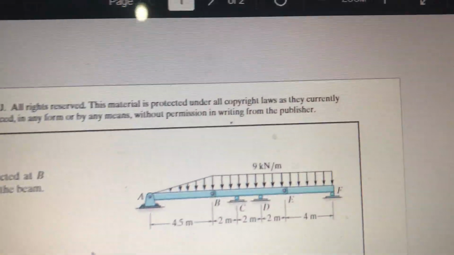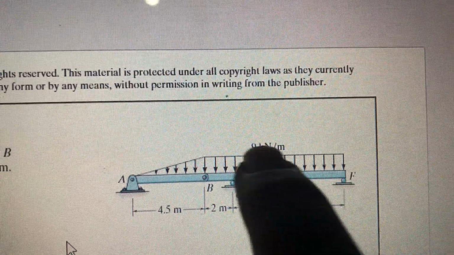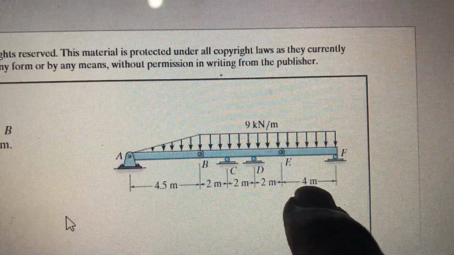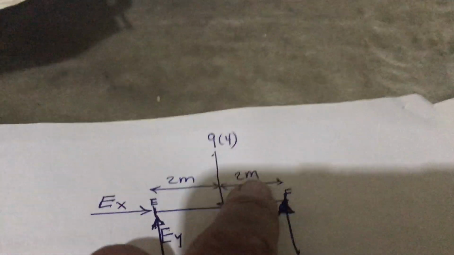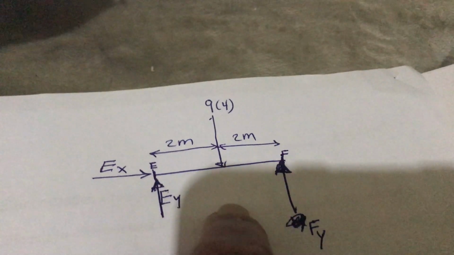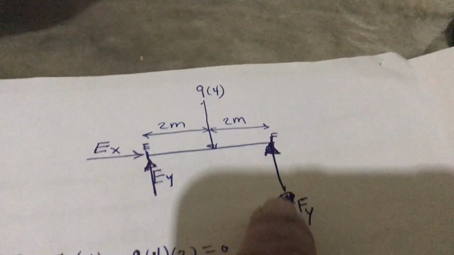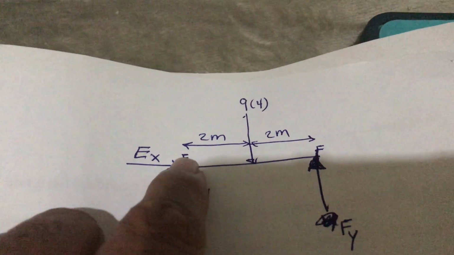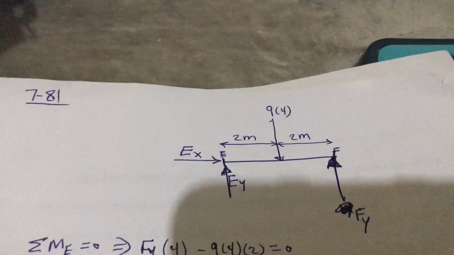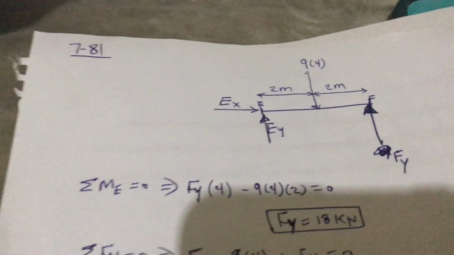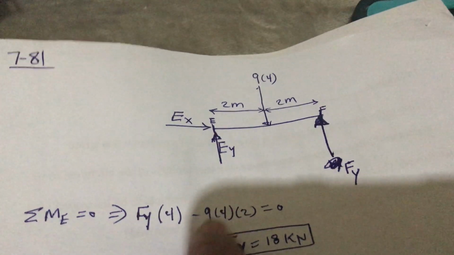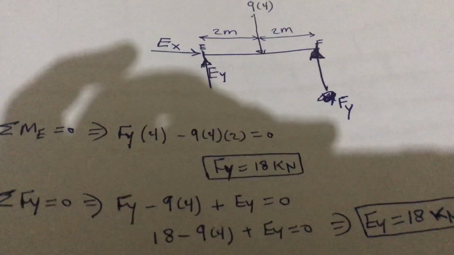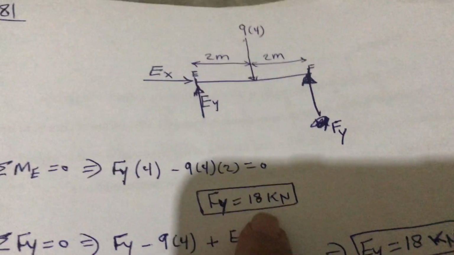The normal loading from F to E is 9. So it's 9, and the distance 4. So 9 times 4 going down, 2 and 2, because it's going to be in the center, it's rectangular, and Fy. The best way using this process is to do summation of moment at this point. Fy is going plus times 4, and 9 times 4 going negative times 2. So we'll end up with Fy equal 18.